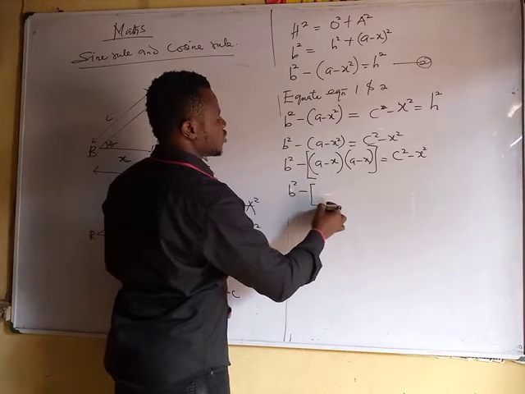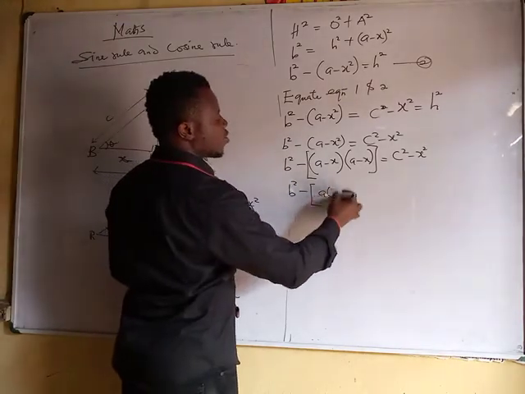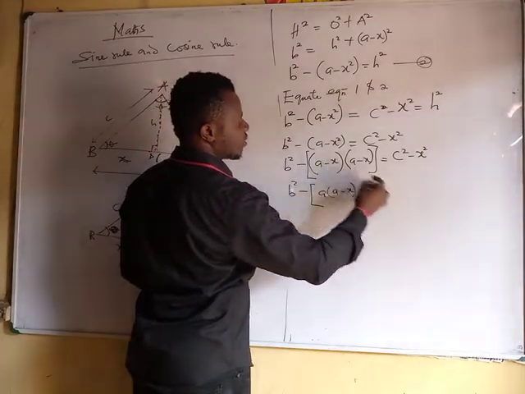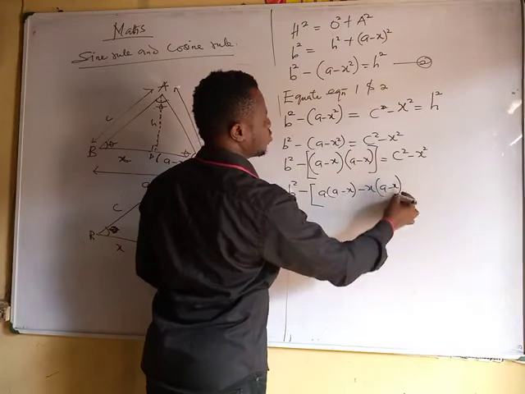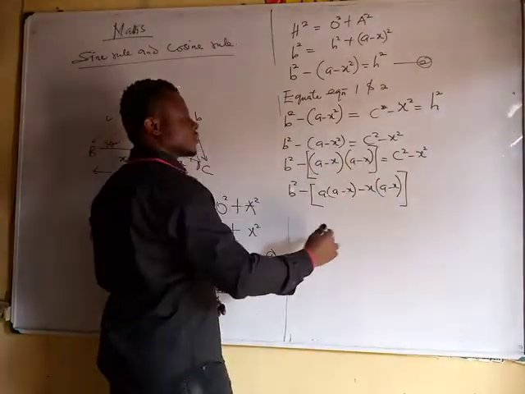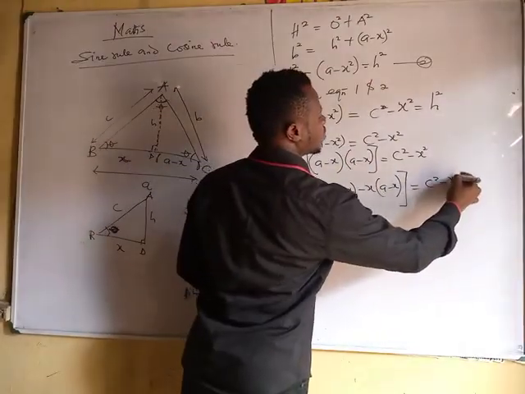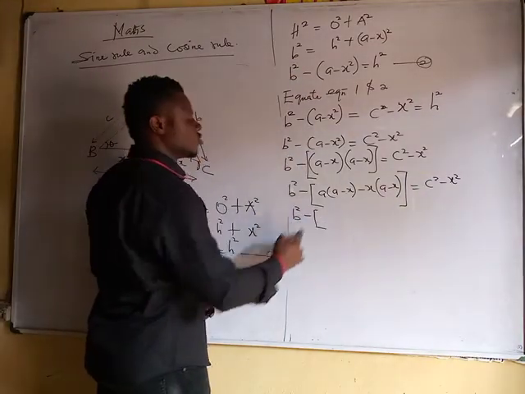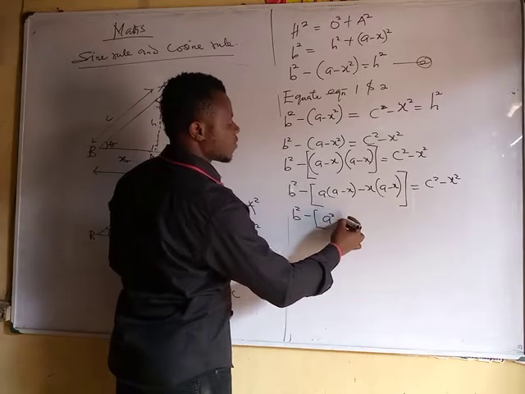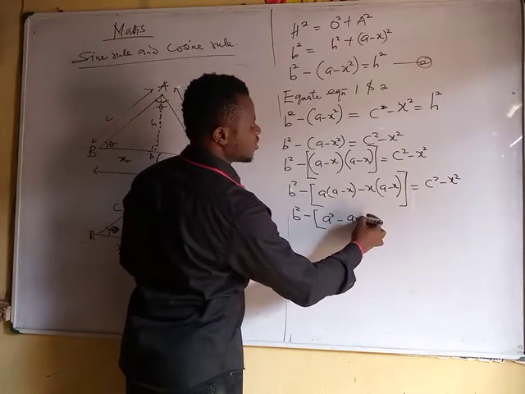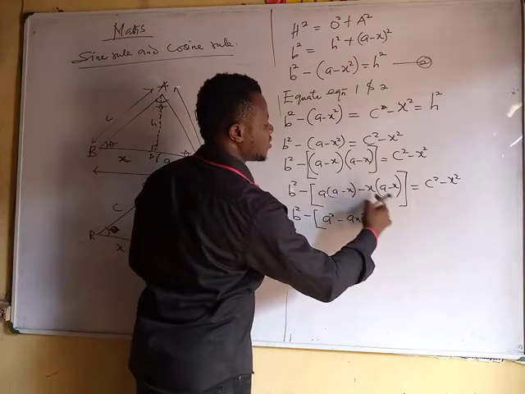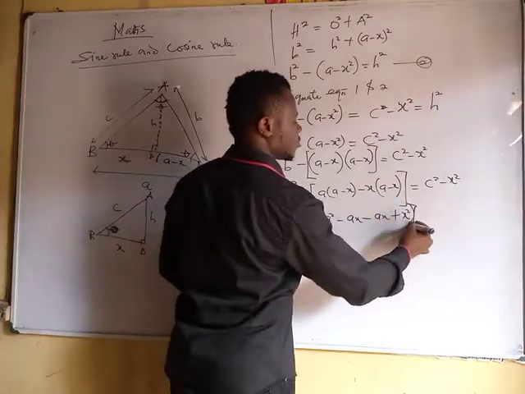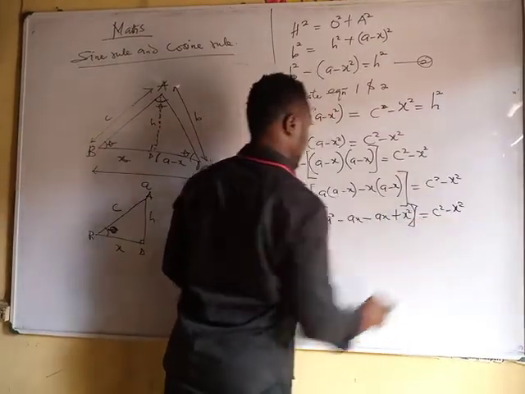b square minus, we have a multiply a minus s, and the minus s here multiply a minus s. You are trying to open up the bracket, which will give us c square minus s square. Our b square into this time, this is a square, minus this time, this is as, minus this time, this is as, and this time, this is s square. Equal to c square minus s square.